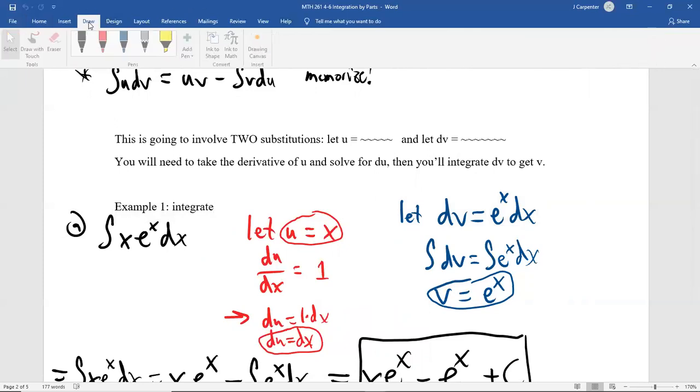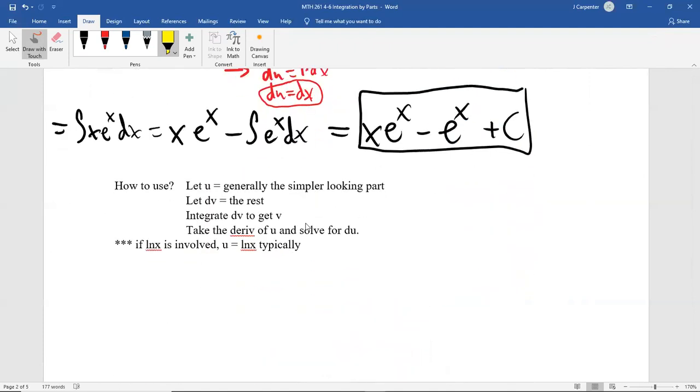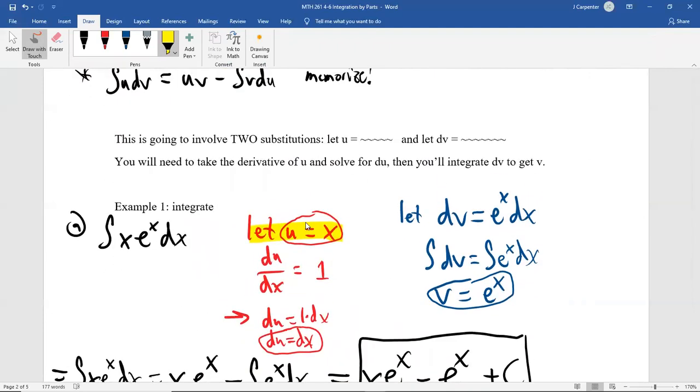So here are the two statements we said. We said, let u equal x, because out of these two bits, x and e to the x, that's the simpler bit. I believe I may have shown you the incorrect way to do it as well, if you did it the other way, how things wouldn't work out. I can't remember now. It's been a week. So we let u be the simpler bit, which is the x, and then dv is the rest, the e to the x and the dx.